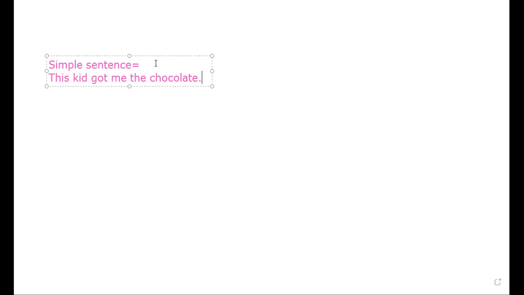Excellent. It contains only one subject, one predicate, one complete idea. And what do we also call the simple sentence? An independent clause. Okay, excellent, guys. So a simple sentence is one independent clause. So what do we find in the independent clause or in the simple sentence? One complete subject, one complete predicate, and one complete idea.